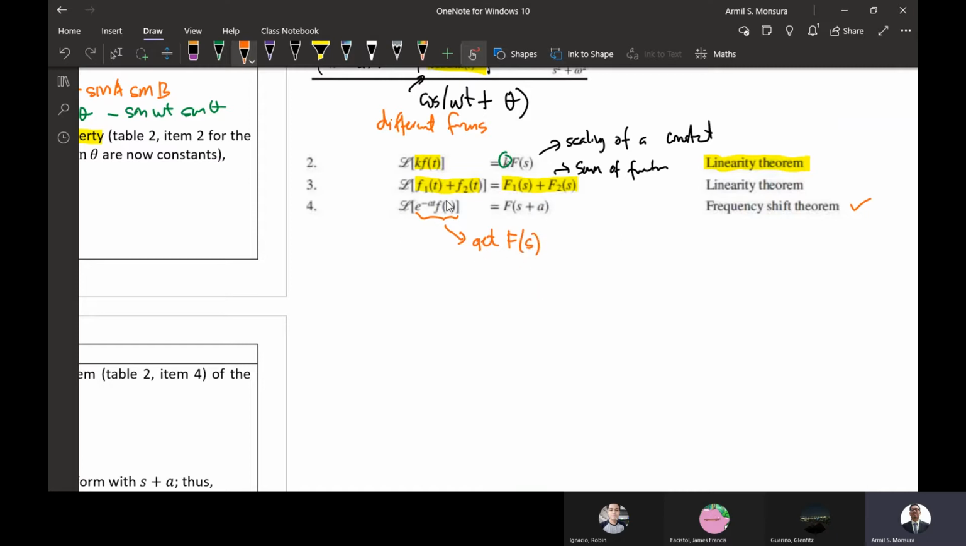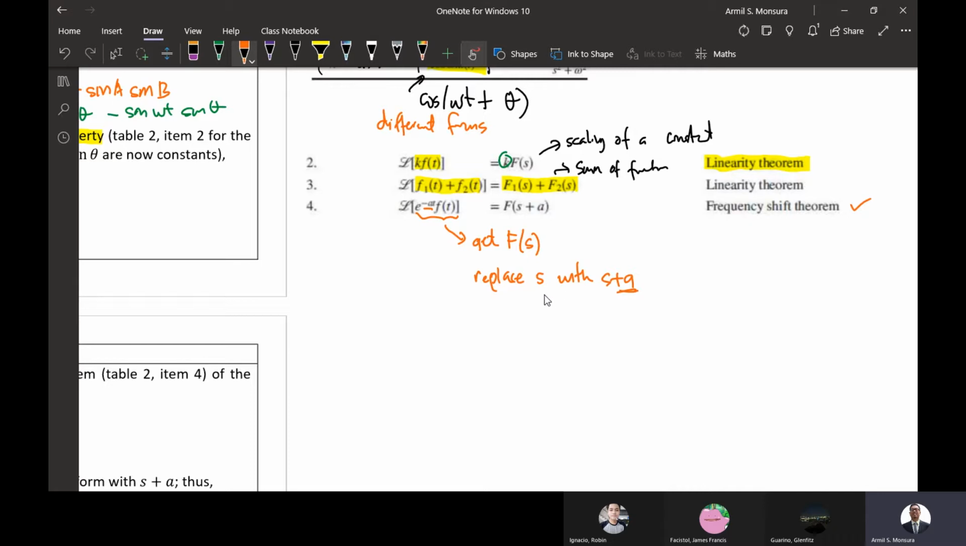Kunin natin yung Laplace form ng function lang na to. Okay? Tapos, dun sa f of s, we have to replace s with s plus a. Okay? You replace s with s plus a. So, pag nakuha nyo na yung f of s, yung s ngayon dun sa f of s na nakuha ninyo, papalitan natin siya ng s plus a. Okay? Plus a, kasi negative a ito. Take note, take note ha. Negative a yon, plus a yung ipapalit natin. S plus a yung ipapalit natin.